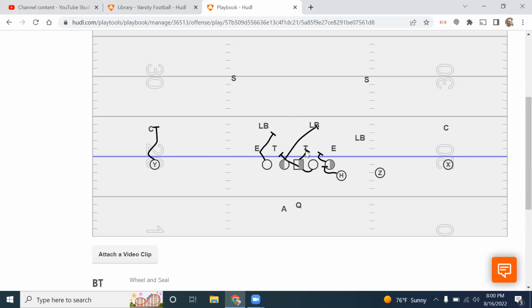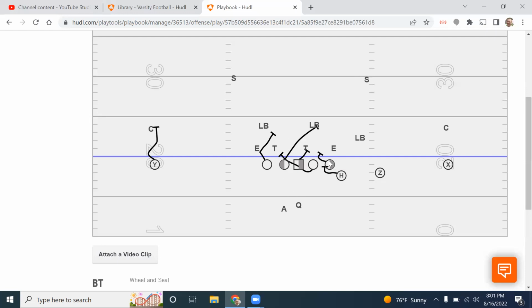You have a 1 technique in your gap. You block them. Backside guard, pull, kick out the first person on or outside the play side guard. That's a 3 technique. You kick him out and you drive him out, so we can run the ball inside.